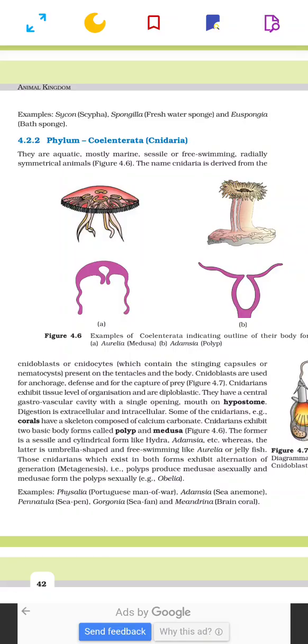Those cnidarians which exist in both forms exhibit alternation of generation, that is metagenesis. That is, polyp produces medusae asexually and medusae form the polyp sexually. It is present in Obelia. Obelia shows alternation of generation or metagenesis.